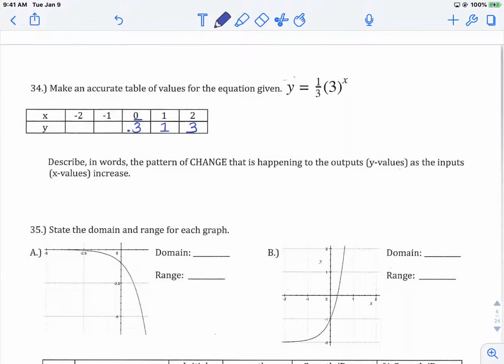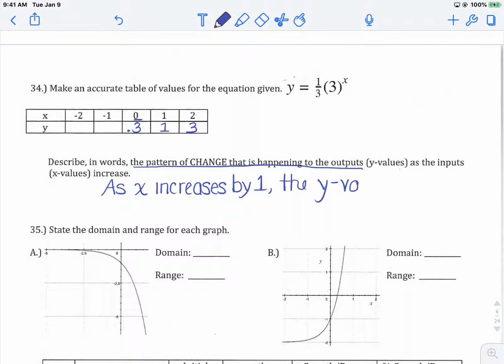Then they want to know the pattern of change that's happening to the outputs. So something like, as x increases by 1, you're going to finish this statement with what y does. As x increases by 1, the y values do what? Not just the y values increase or decrease, but how they do. Do they add a certain amount each time? Do they multiply by a certain amount each time? Do they divide by a certain amount each time? What do the y values do?